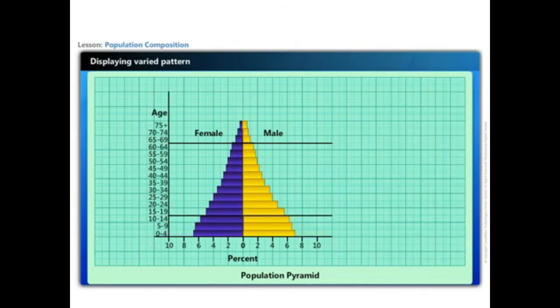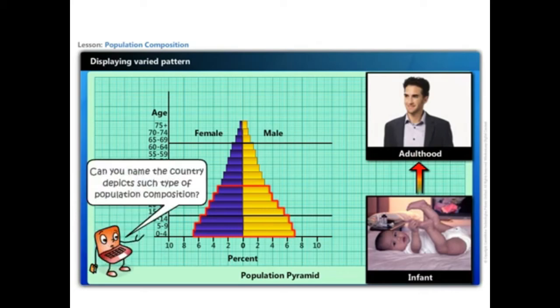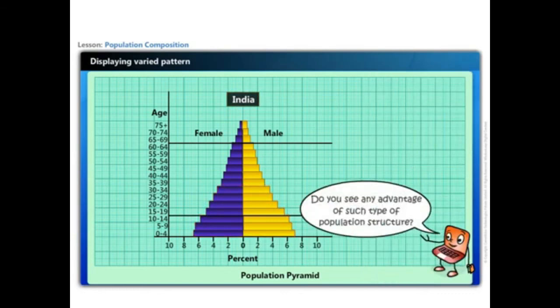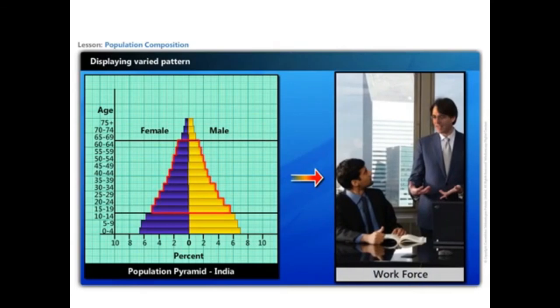In countries where death rates, especially amongst the very young, are decreasing, the pyramid is broad in the younger age groups because more infants survive to adulthood. Can you name the country depicting such type of population composition? This typical structure can be seen in the population pyramid of India. Do you see any advantage of such type of population structure? Such population contains a very large number of young people, which means a strong and expanding labor force.